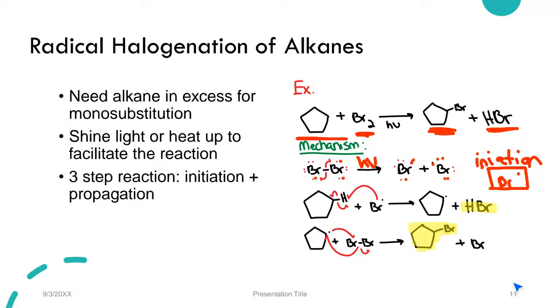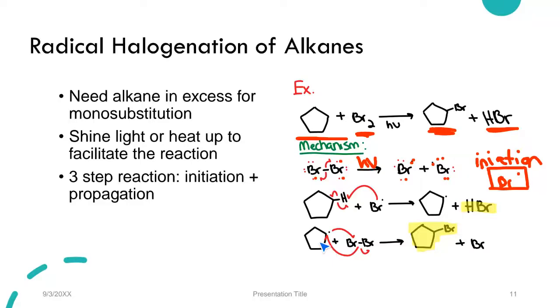So now that I have my alkyl radical, again, it has a single electron. It's unpaired. It's not happy. It wants to have a pair. So it's going to attack another molecule of bromine from up here.